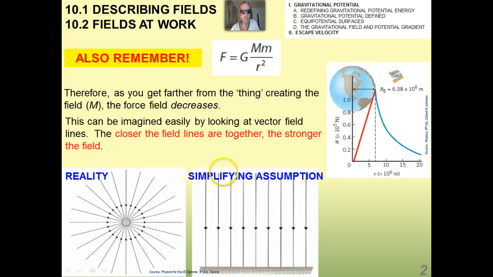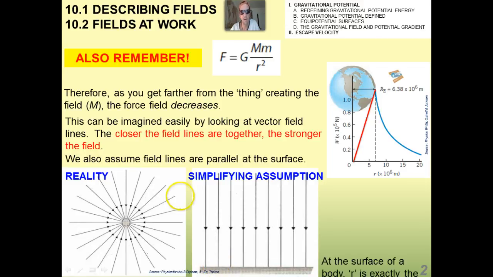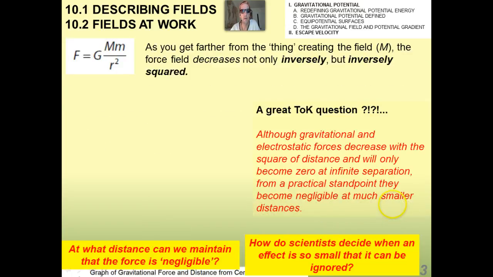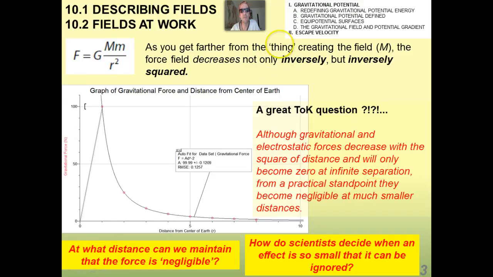And don't forget the simplifying assumption that the field lines as they hit the surface of the Earth are perpendicular. They're really not, because the Earth is curved, okay? Also don't forget that at the surface of the body, r is exactly the radius of the body. At the surface of a body, g is also at its maximum value, okay? Now as you get farther from the thing creating the field, the force field decreases not only inversely, but inversely squared, okay? That's Newton's law of universal gravitation.